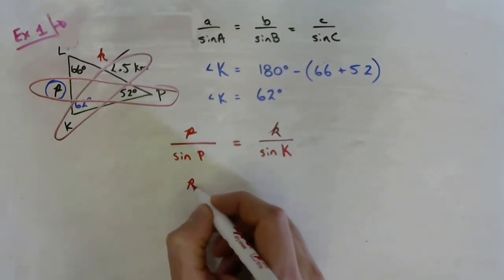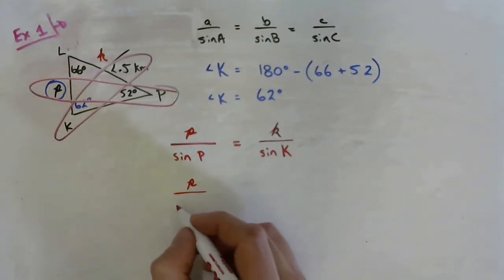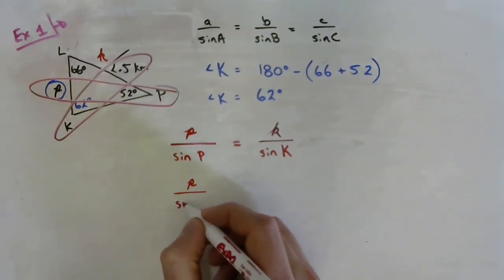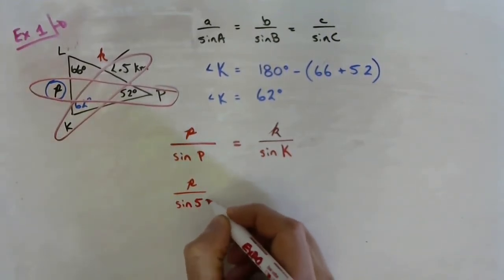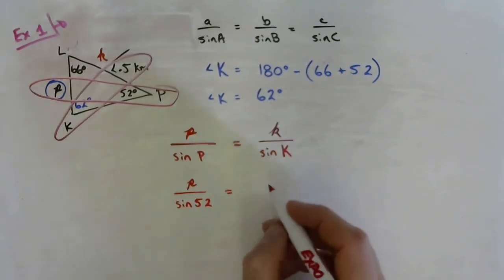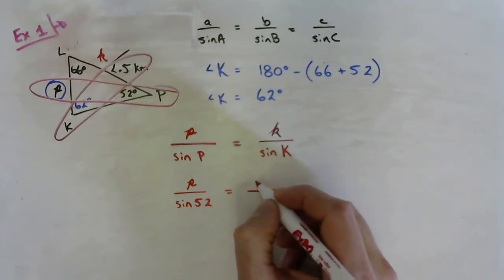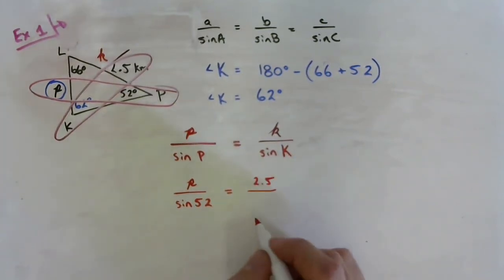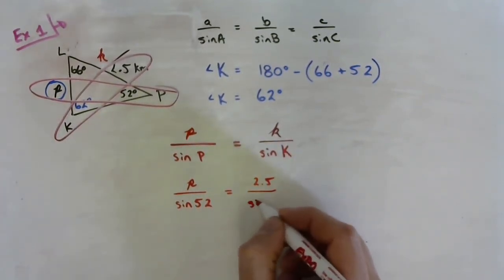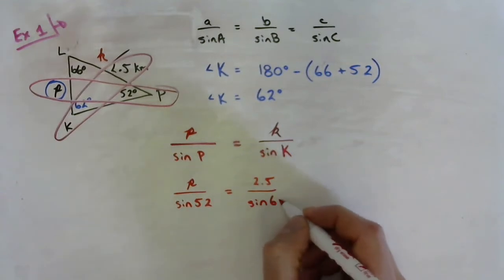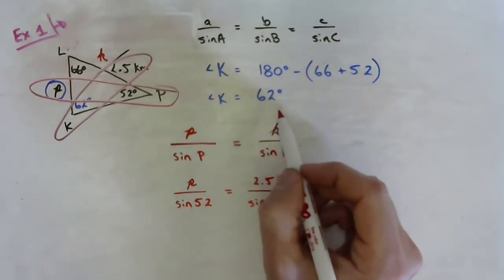Okay, plug in what I know. I don't know lowercase p. I know angle P is 52. So in the bottom there, in the denominator of my first ratio, I have the sine of 52. And in my second ratio, I do have the numerator. K is 2.5. And the denominator is going to be the sine of angle K, which is 62 degrees. We found that out up here.